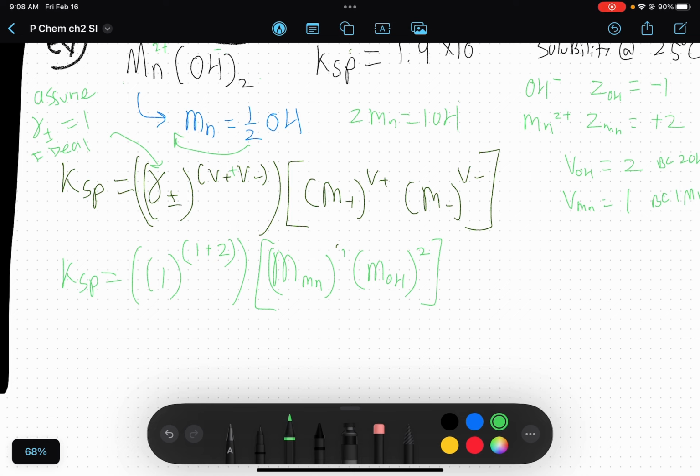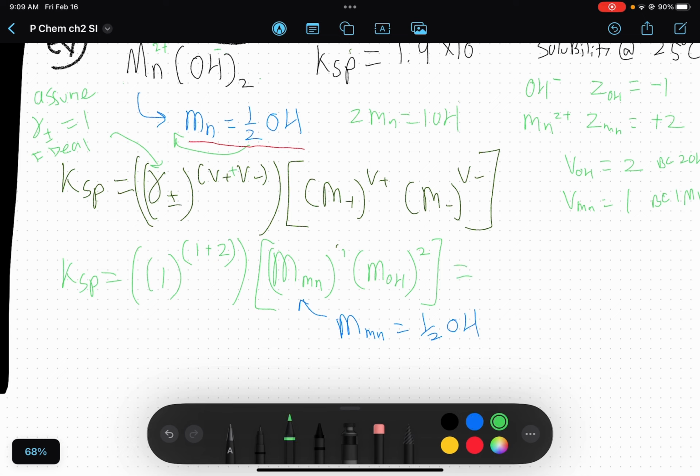Oh, wait, we need to plug this in. So because we have this equation up here, we can plug in for Mn or OH. I would probably plug in for Mn, just because I don't like dealing with the squared up there. So we can go Mn is equal to 1/2 of OH. Just because I don't want to deal with the squared there.